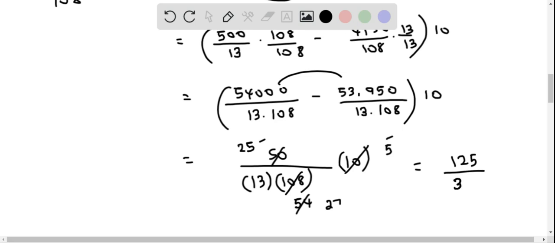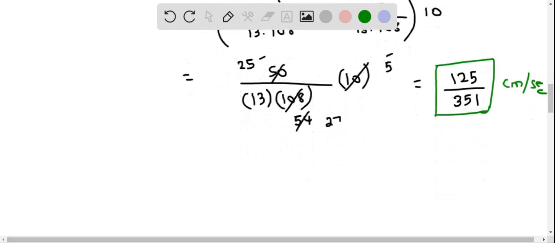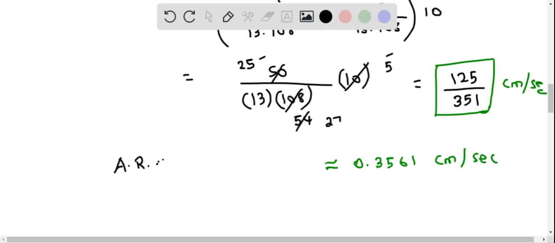and this equals 351. So this is the average rate of change of function for this interval, and the unit is centimeter per second. And we can also give the decimal approximation, which equals 0.3561. This is approximately 0.3561 centimeter per second. So this is the average rate of change of the function for the interval 24.9, 25.